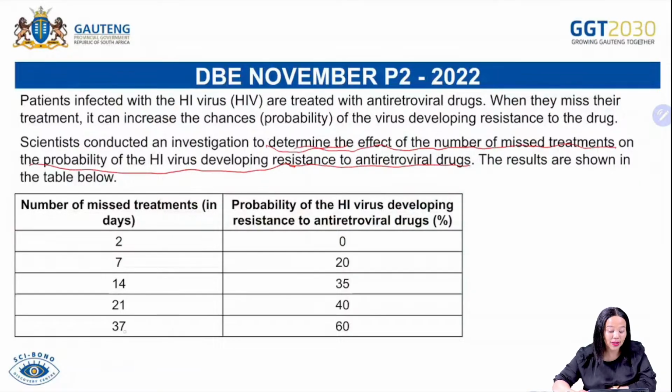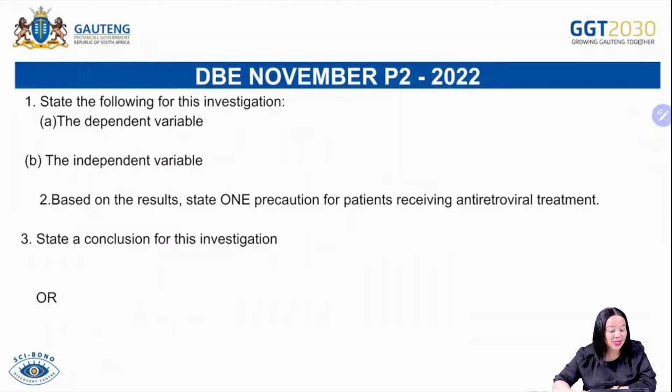Now let's have a look at the questions. State the following: the dependent variable, the independent variable. Question 2, based on the result, state one precaution for patients receiving the antiretroviral treatment. Question 3, state a conclusion for this investigation. You will be afforded 2 minutes to go through the questions.